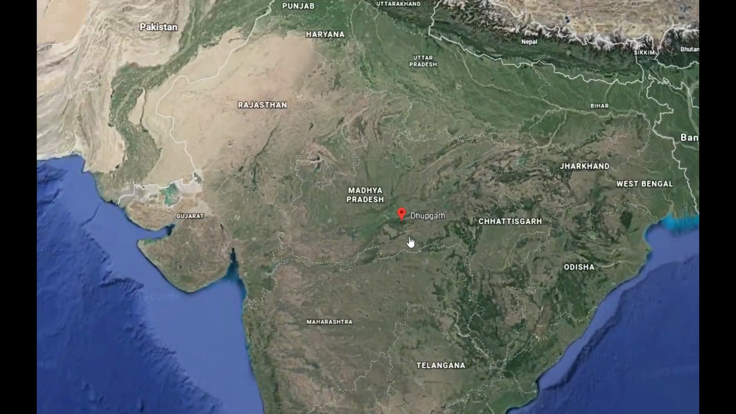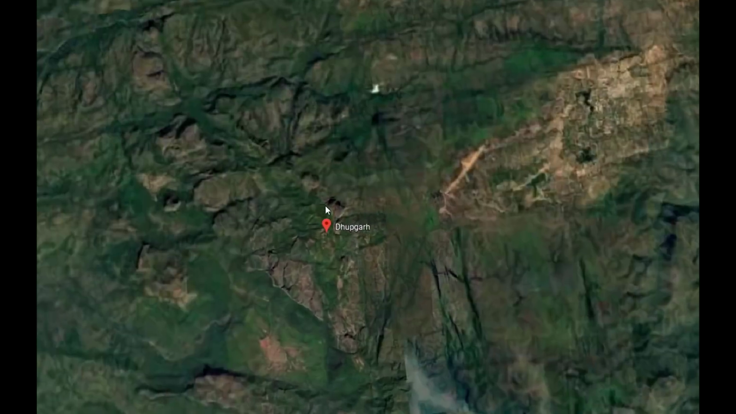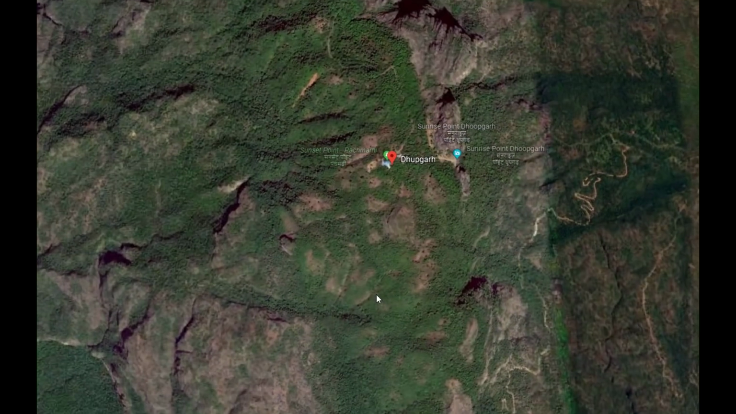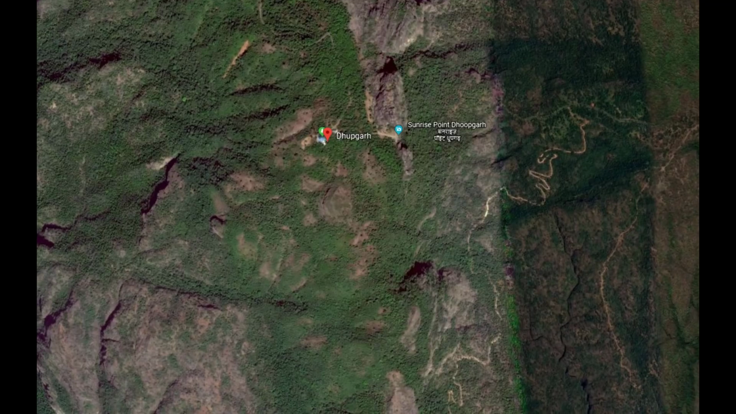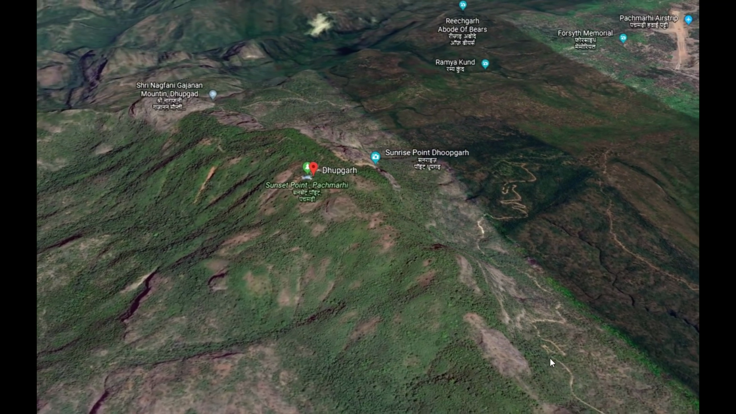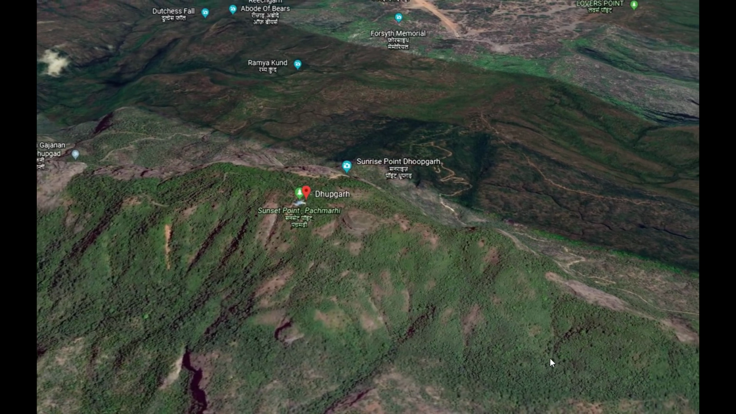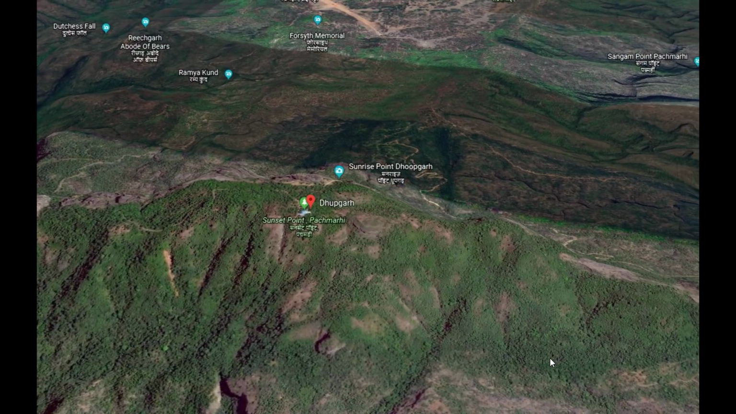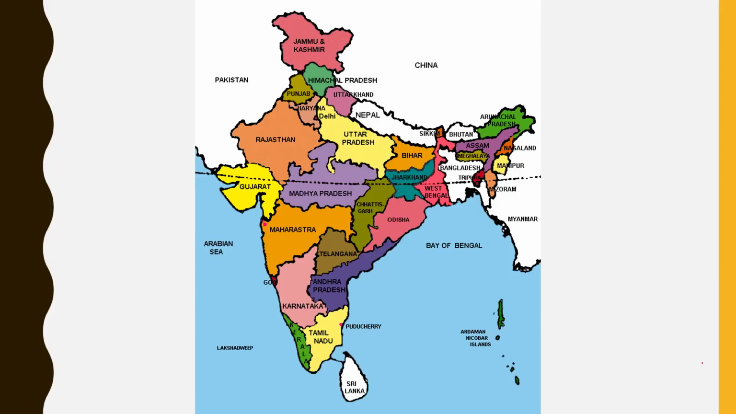So as you can see, this is Madhya Pradesh, and in the middle of Madhya Pradesh you will find Dhupgarh. It is an important peak over here, an important mountain. So you will see this is Dhupgarh, and it certainly is the highest point in Madhya Pradesh with an elevation of 1350 meters. Now have a look at this important map over here as well. This is the map of India. You will see this right here is Madhya Pradesh.